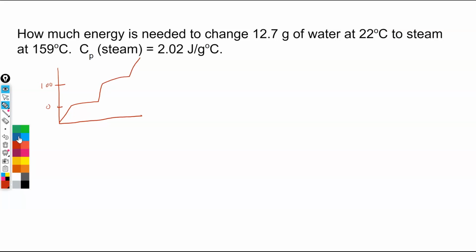Let's say we're starting at 22 degrees Celsius, so I'm starting about here. And I want to get to 159 degrees Celsius, so I want to get to here approximately. I want to figure out how much energy is needed to go between both points. So there are 3 calculations I'll actually be doing. I'll first have to figure out how to raise the water to 100 degrees Celsius. I then will have to vaporize it, and then I'll have to raise that steam to my final temperature. So those are the 3 calculations we'll be doing.